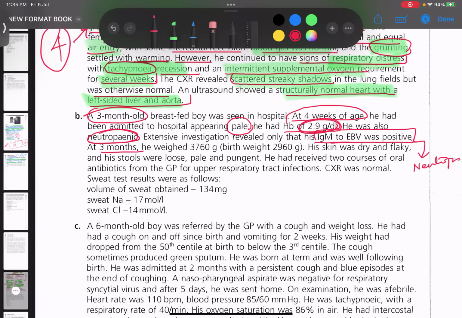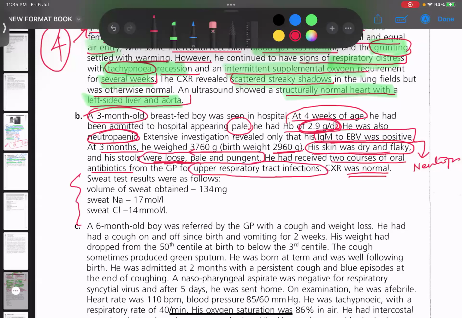At 3 months, he weighed 3.7 kg, with a good birth weight of 2.9 kg. His skin was dry and flaky, and his stools were loose, pale and pungent. So here again we have pale stool. He had received 2 courses of oral antibiotic from the GP for upper respiratory tract infections. So there was history of repeated upper respiratory tract infection. Chest X-ray was, however, normal.